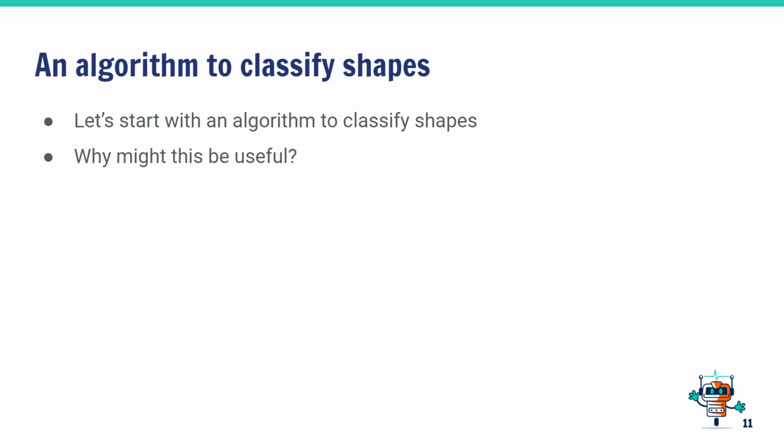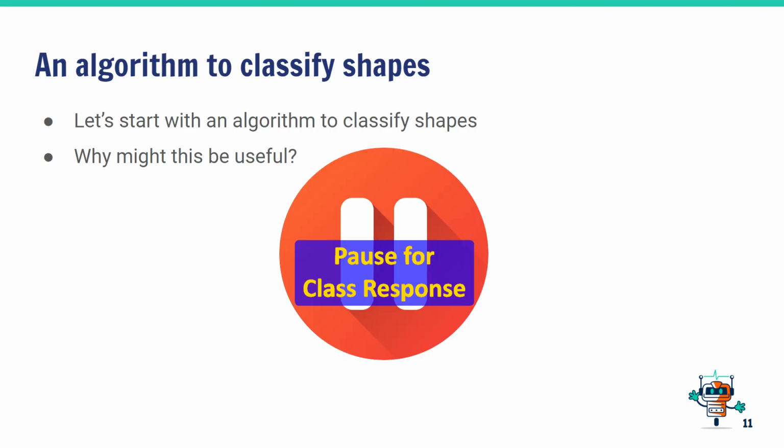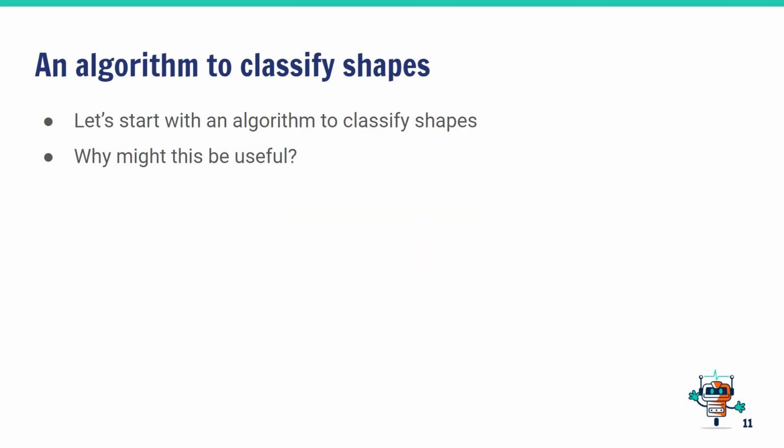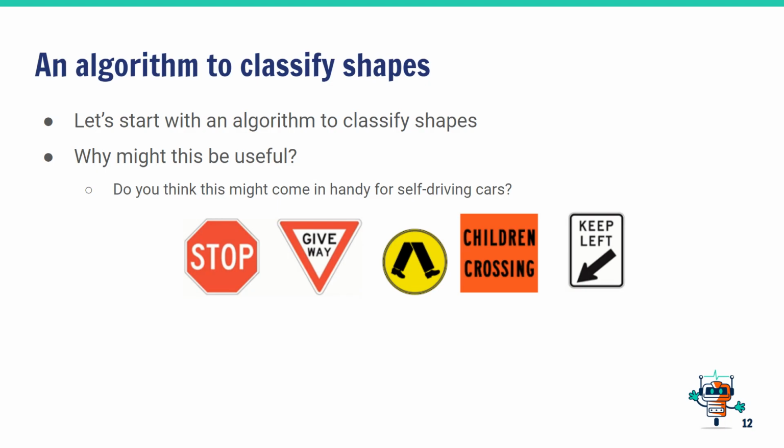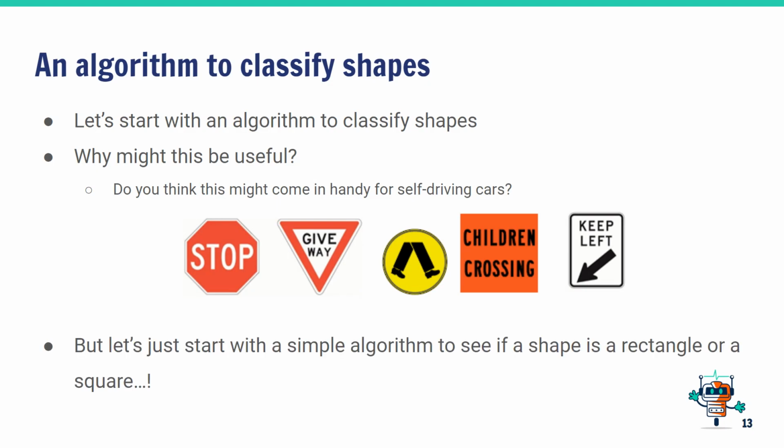So you might think, well, why is that useful? Think about self-driving cars. Do you think an algorithm for classifying shapes would come in handy here for detecting the road signs that they may see on the streets? So you'll probably recognize a variety of different shapes that road signs come in, but we're going to start with a very simple algorithm to see if a shape is basically a rectangle or a square.